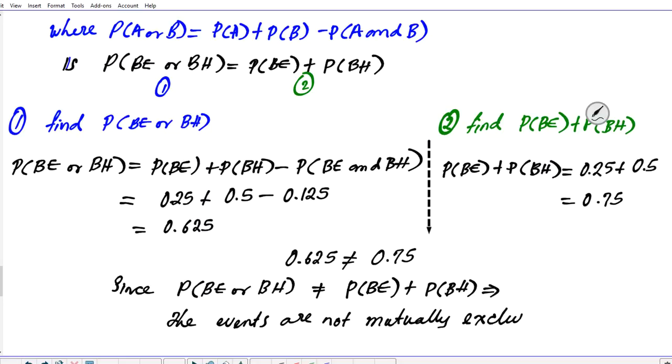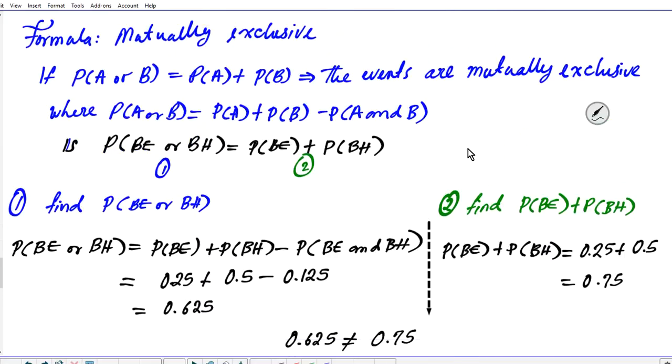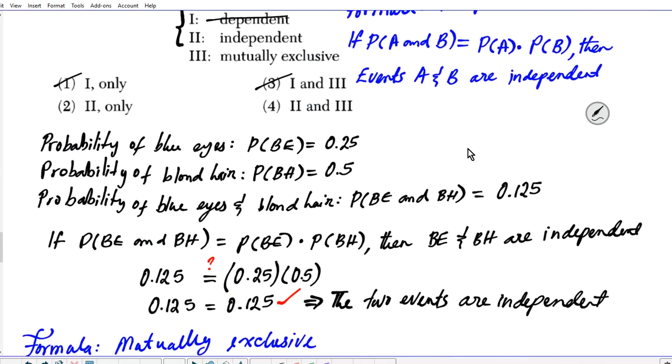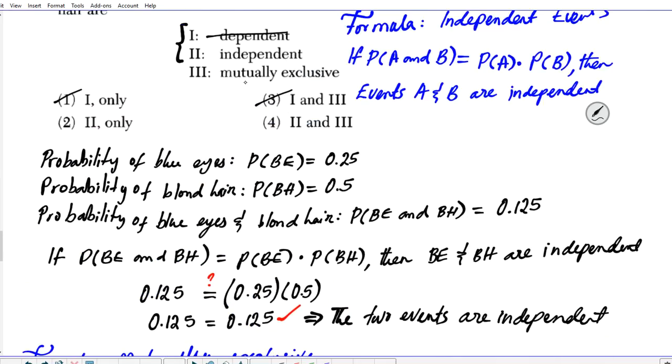Okay, so the answer is option number 2. Because 3 is a fail, 1 is a fail, and then we have option 2 as our final answer.